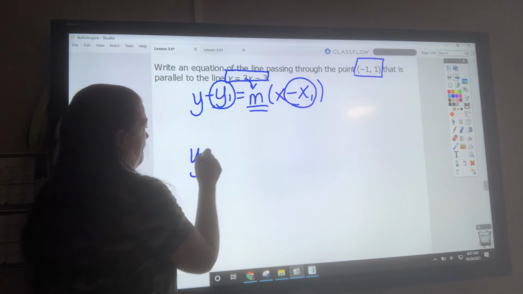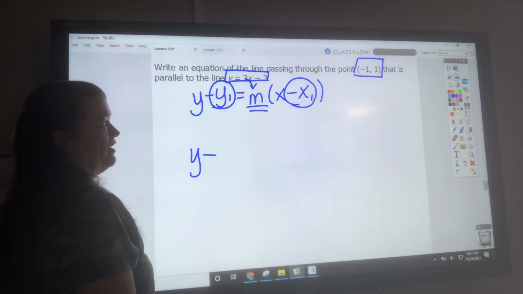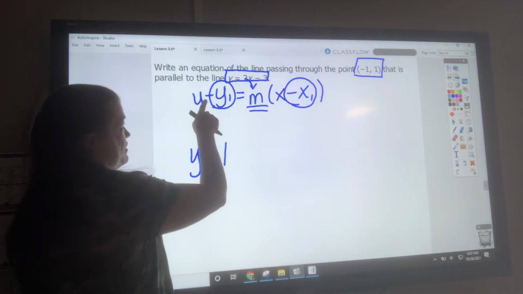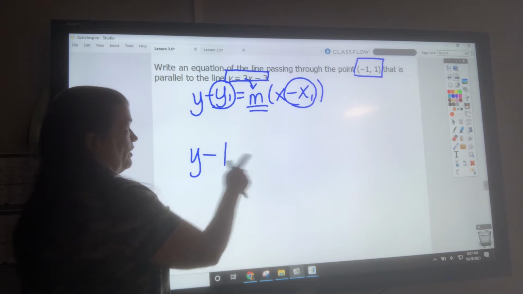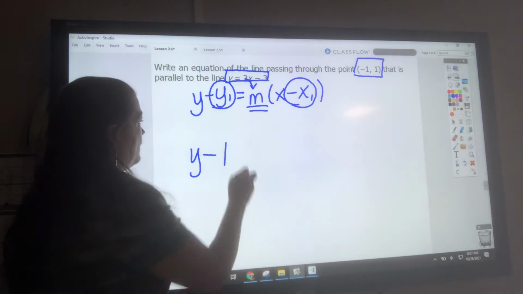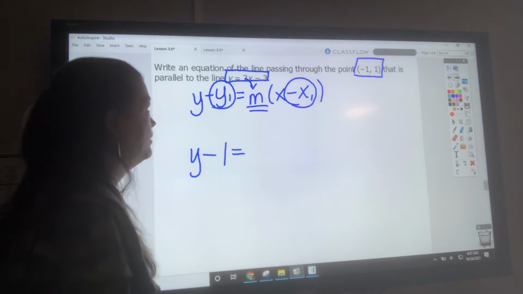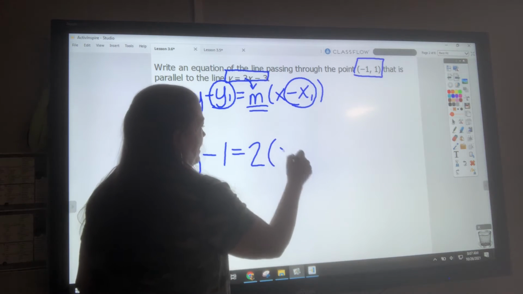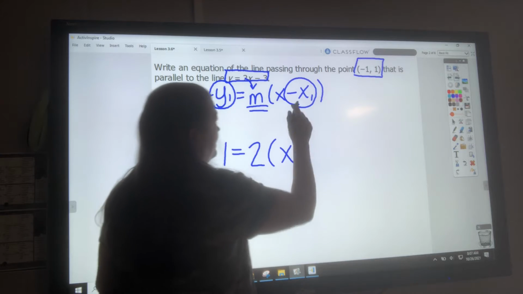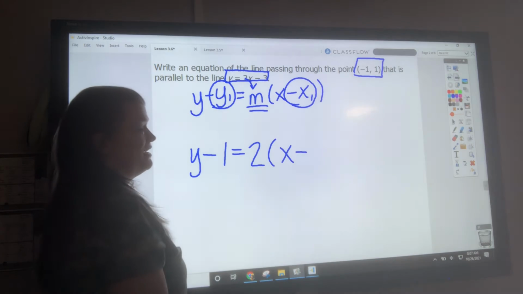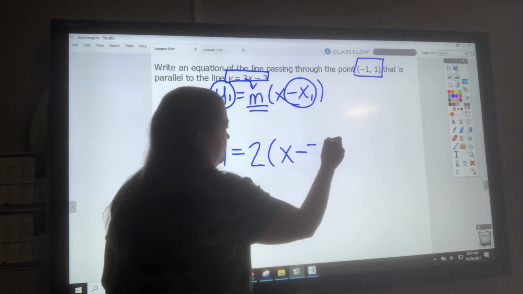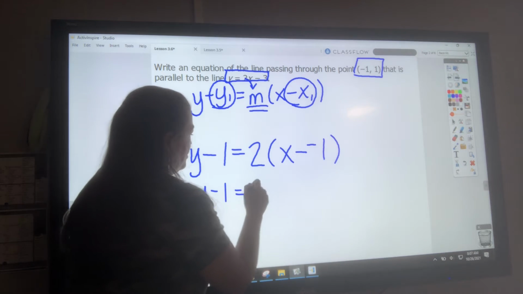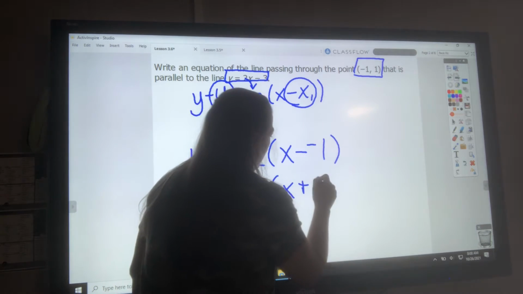So y minus, and we look up and find what the y value is from our ordered pair. We see that it's 1, so we put a 1 there. Remember, this sign is minus, so if that were a negative, we would change it. The m, the slope, is the number in front of x, so in this case it's 2. And then we're going to put x. This sign is a minus, and then what's the x value? Well, it's -1, so it's going to be minus a negative. So y minus 1 is equal to 2 times x plus 1.